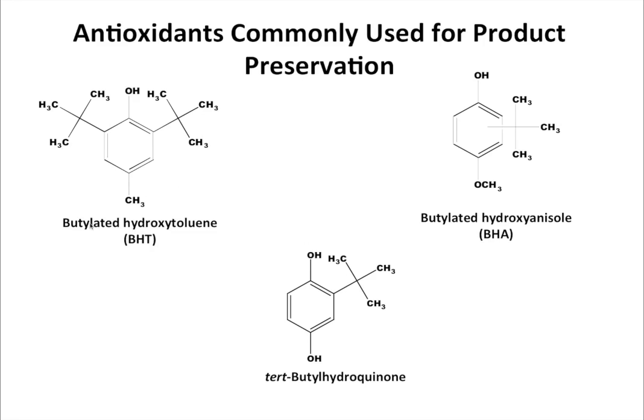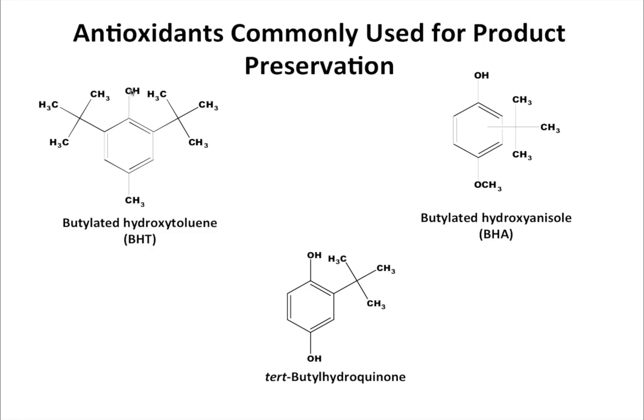Probably the most common is butylated hydroxytoluene. This has the structure that you can see here, where you have a methyl group at the para position to the hydroxyl group, and then you have two tert-butyl groups in the ortho and meta positions on this ring. The OH bond here is the key to the antioxidant activity of this molecule.